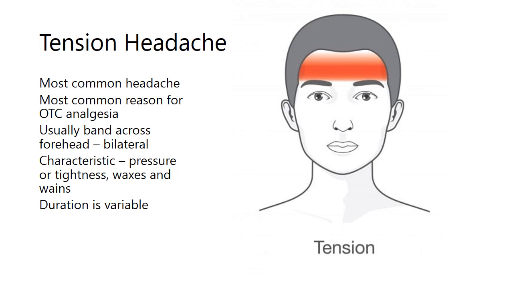Tension headache, as you can see from the diagram here, tends to present with a band across the forehead. So with regard to location, it's very much a frontal headache. And this tends to be bilateral in nature. So patients will describe a band of pressure or tightness that kind of comes and goes, or it waxes and wanes across the frontal bone.